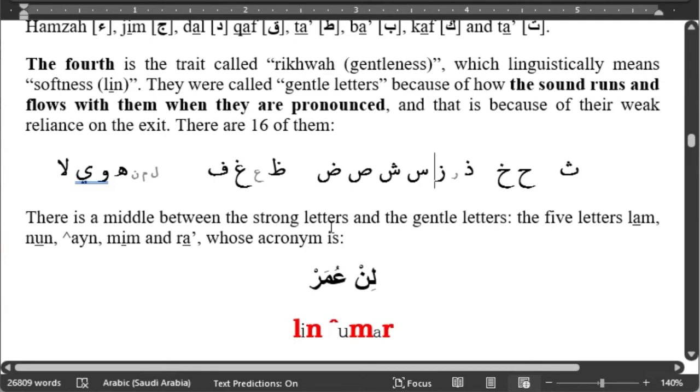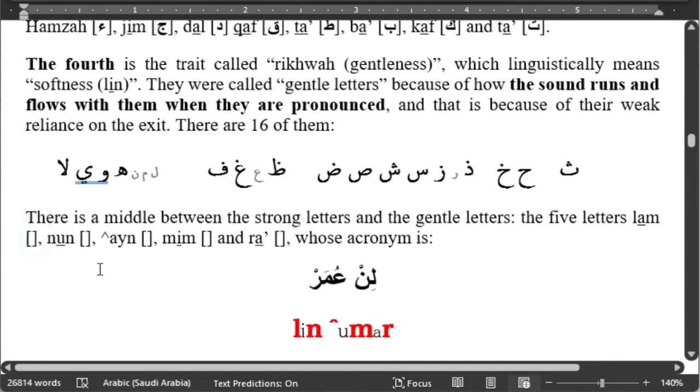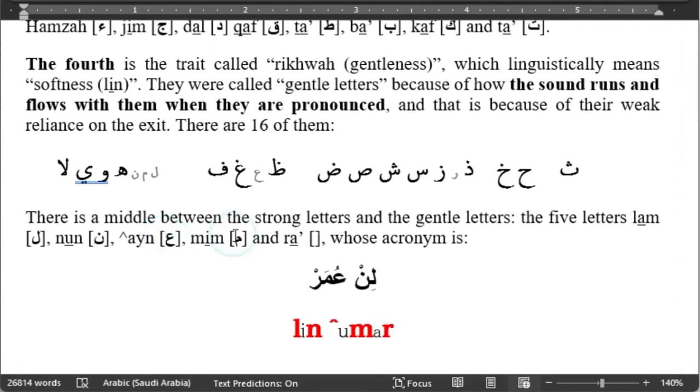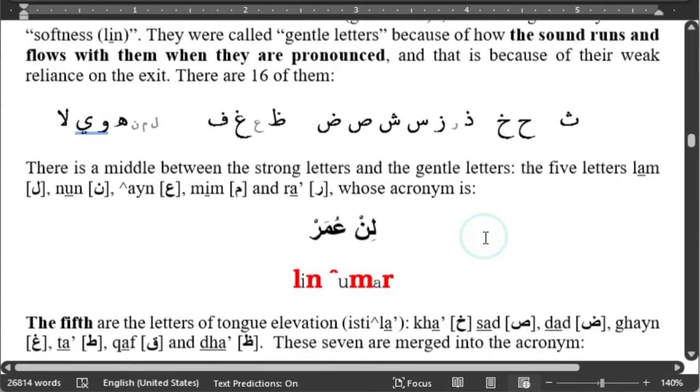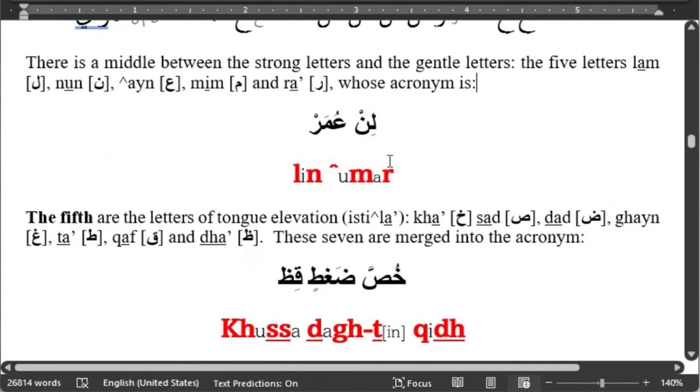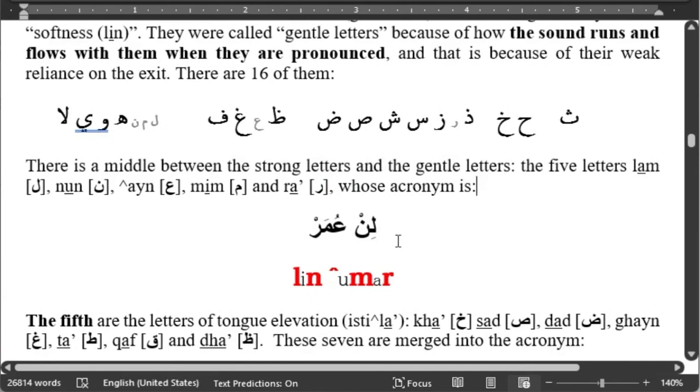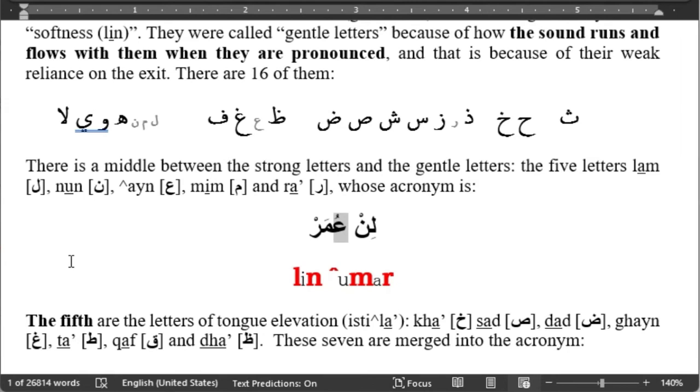There is a middle between the strong letters and the gentle letters. The 5 letters Lam, Nun, Ain, Mim, and Ra, whose acronym is Lin Umar. Lin Umar. So these letters are medium. These 5. Lin Umar. So Ain then, that's a medium letter, not too hard, not too soft.